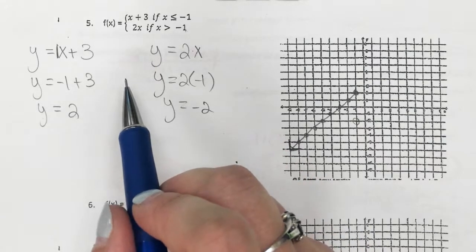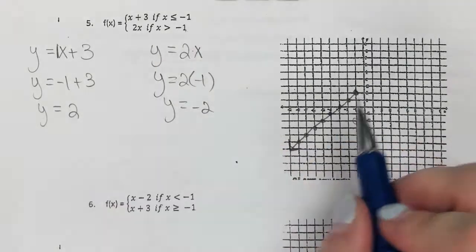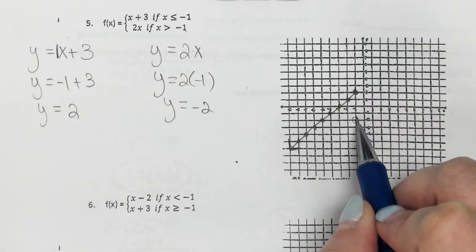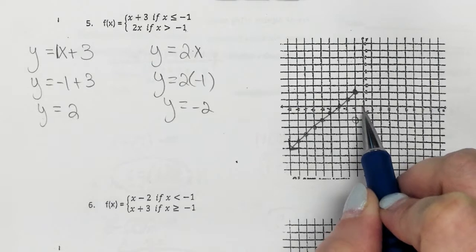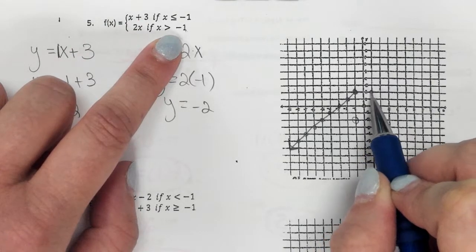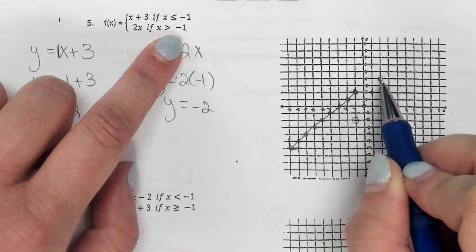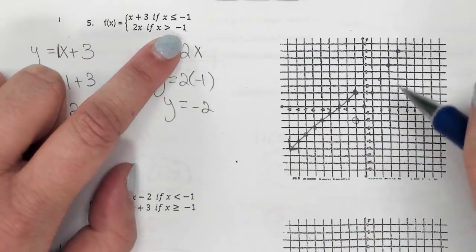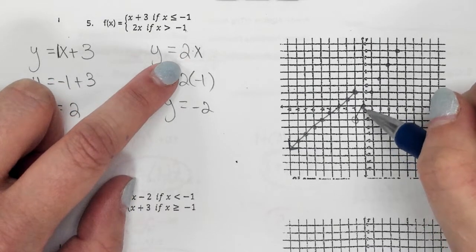What's your slope this time? 2 over 1. Do you need to go up 2 and right 1? Yes. Or down 2 and left 1? No. Which way? The first one. Up 2 and right 1 because it said greater than. Close box. Yep, everything closes except that first one. Everything's included except for the negative 1. The negative 1's the only thing that's not included.